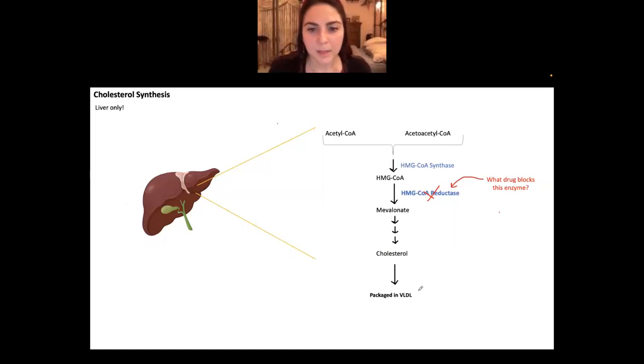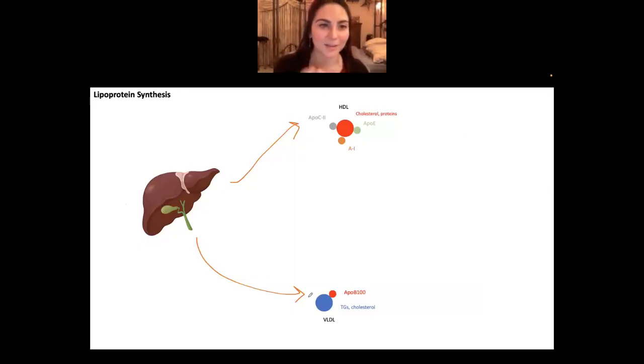Okay. And then once you get your cholesterol, after all the various steps, your cholesterol gets packaged in VLDL, and then the liver sends out VLDL. It's like, here you go. So it sends out VLDL and it sends out HDL. HDL, remember, is going to have your C2 on it, your ApoE, and then A1. A1 is just the marker for HDL. Because remember, HDL can give other things, C2 and E, like we just saw with the chylomicron, right?